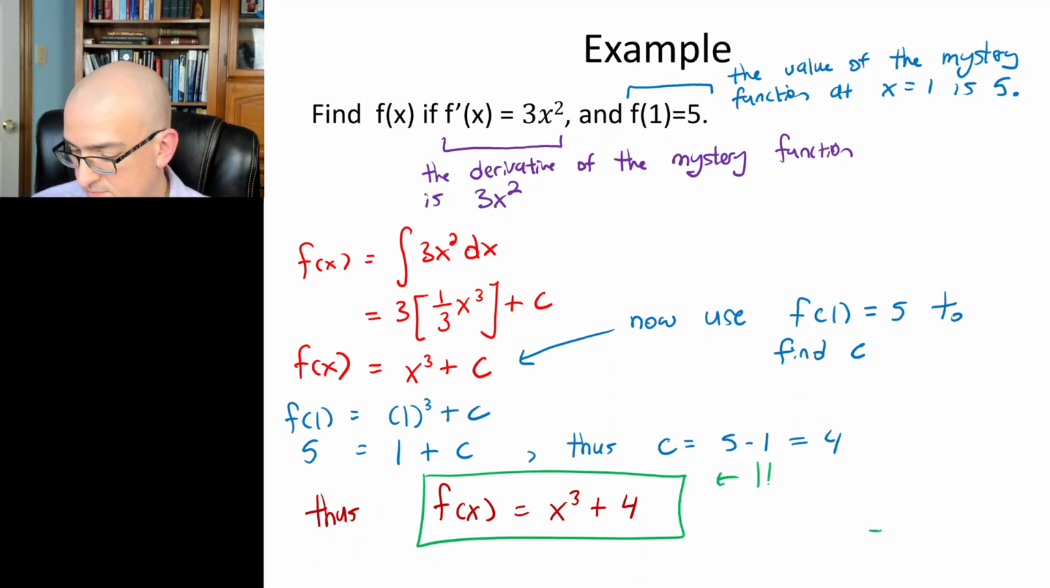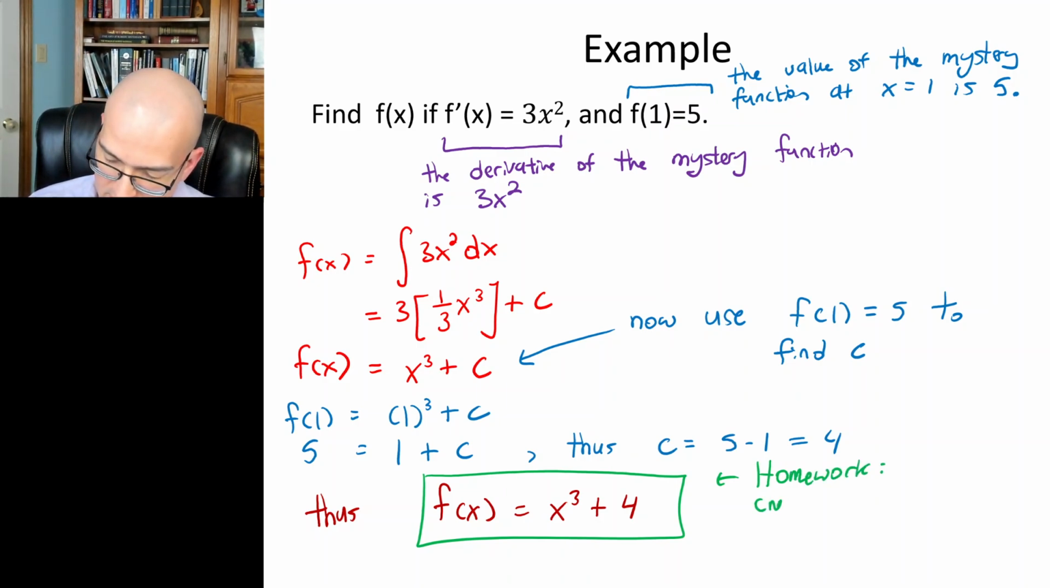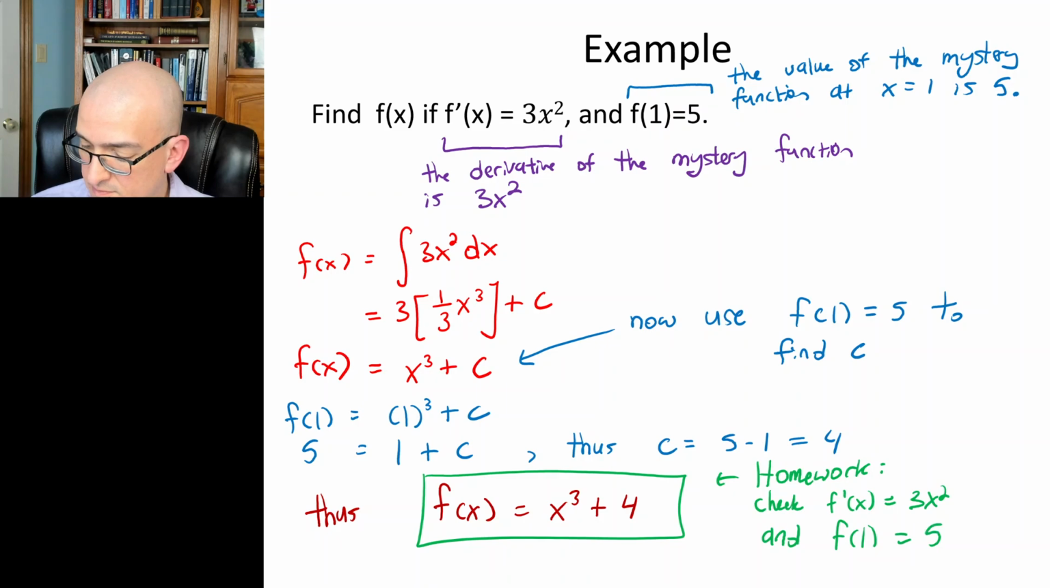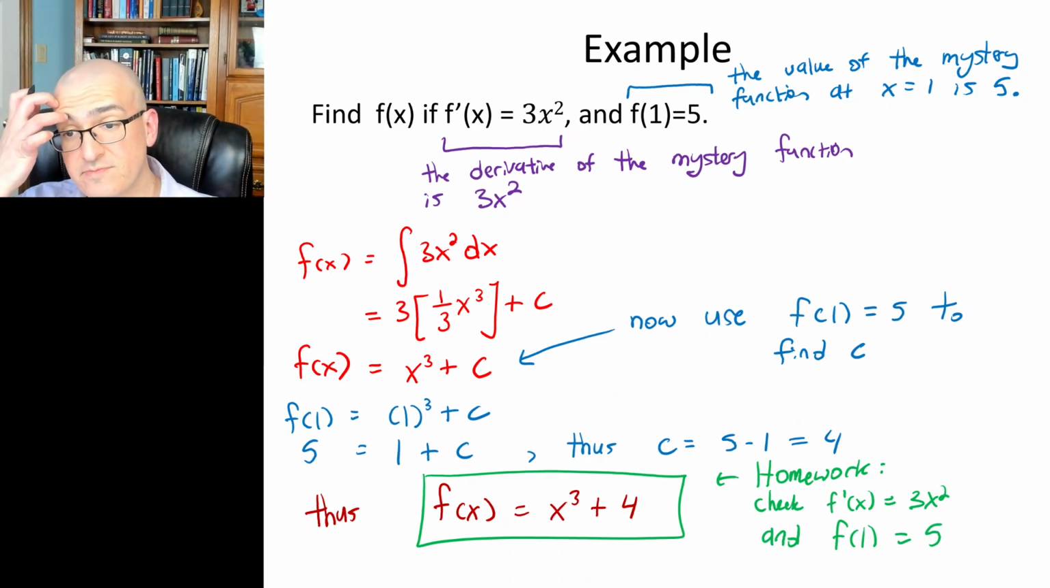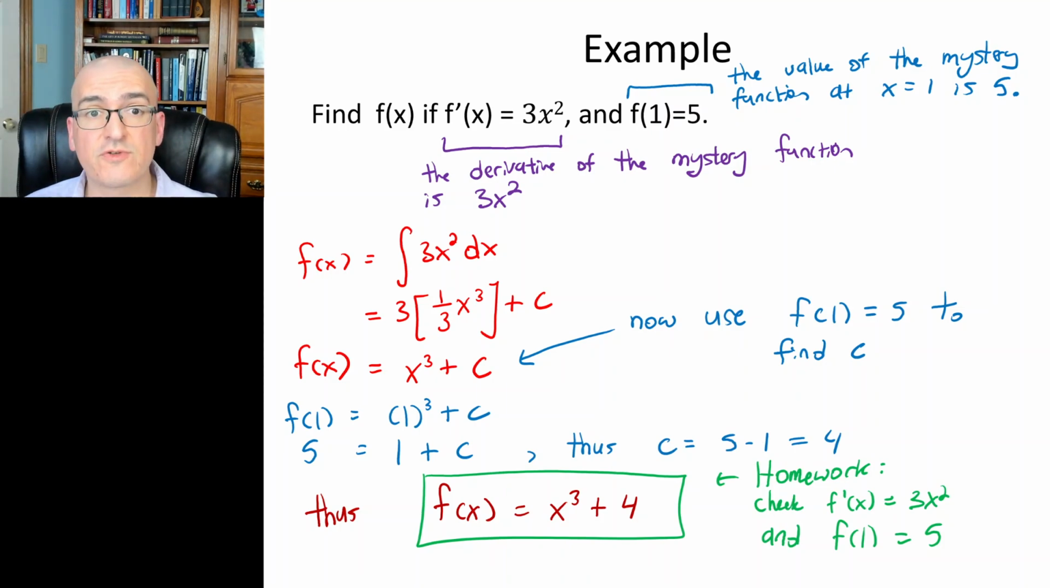Homework. Check f prime of x is equal to 3x squared and f of 1 is equal to 5. Check both of these features or properties. If this proposed solution fails to satisfy either of those two requirements, then it's actually not a solution at all. It's wrong.